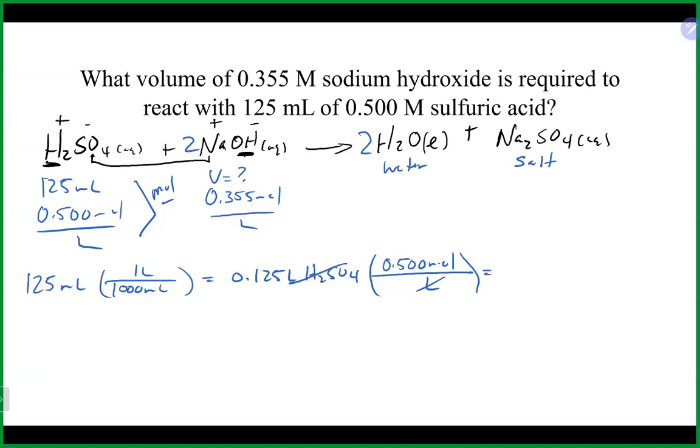0.125 times 0.5, 0.0625 moles of our sulfuric acid. So that's again sort of step number one.